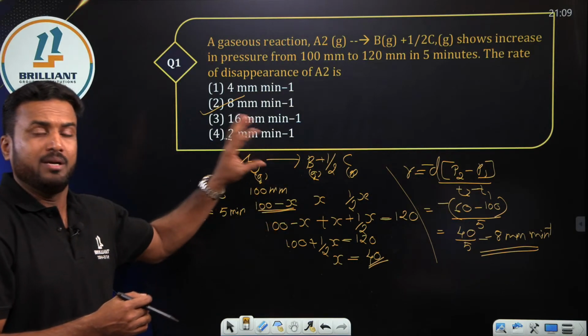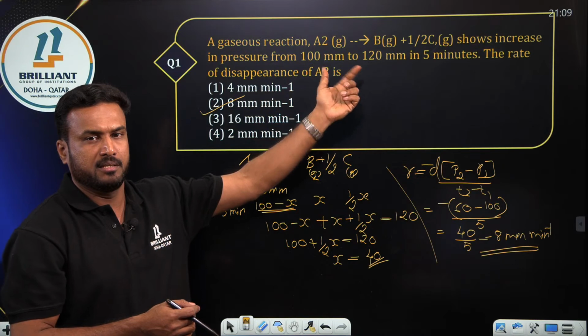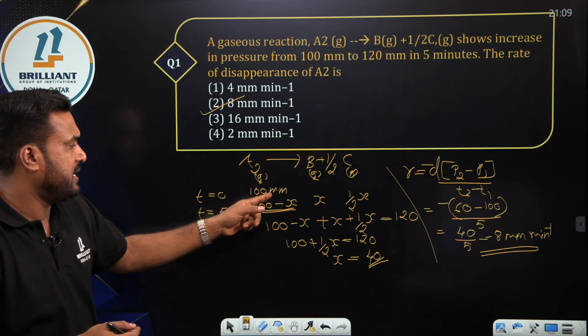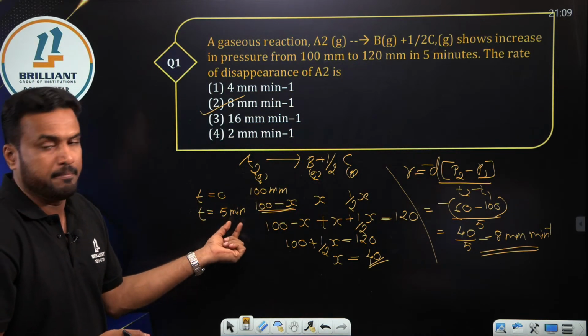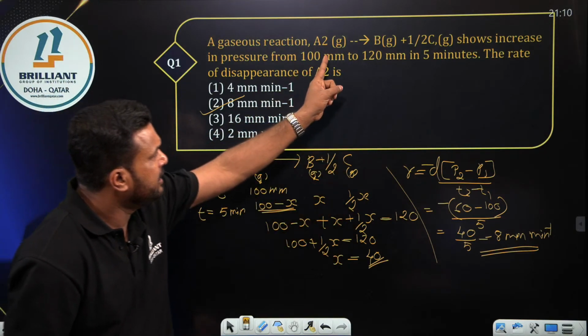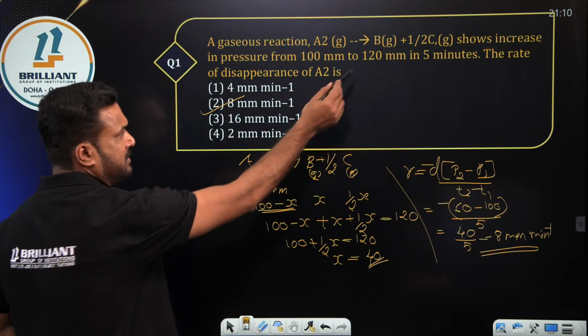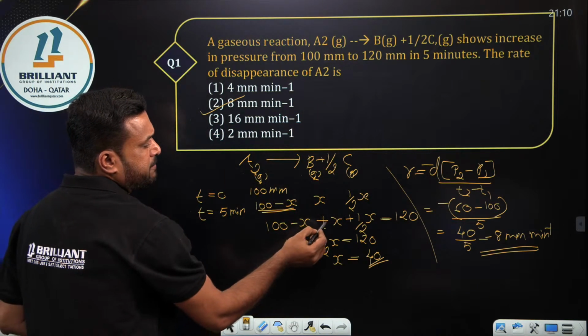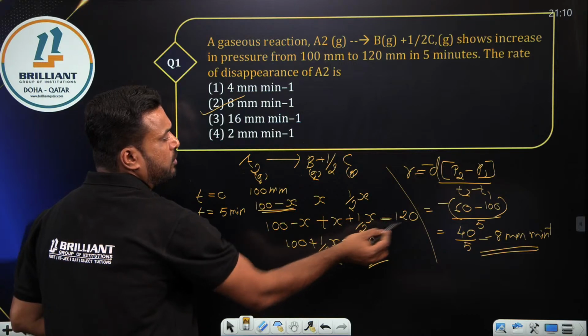Okay, so the only difference is that here they are talking about pressure. The remaining all is the same. Initial pressure they gave is 100 mm. Then the final pressure after 5 minutes is 100 minus x. That x we can find out because the final pressure is given. So here it will be 100 minus x plus 1 by 2 x is equal to total 120.